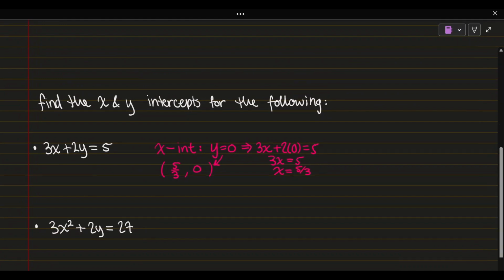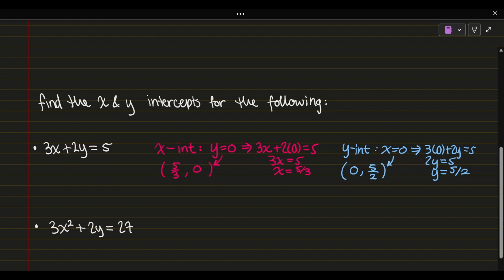To find my y-intercept, I'll do this in blue here. I need to find when x is equal to 0. Now this means setting x equal to 0, so 3 times 0 plus 2y equals 5. So this means that 2y equals 5. Dividing both sides by 2, I get that y is equal to 5/2. So this tells me that my y-intercept is the point 0, 5/2, because my x is equal to 0, and those would be my two intercepts.